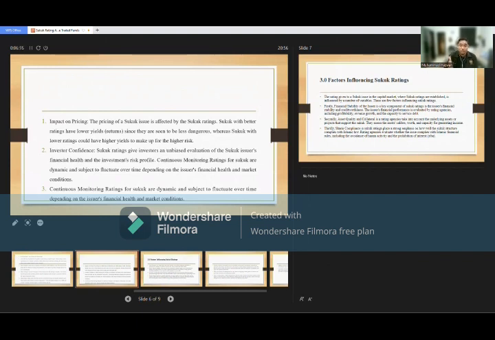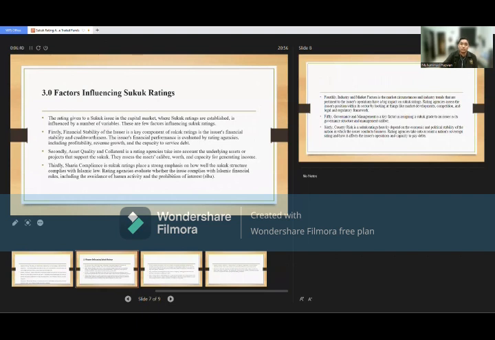And continuous monitoring: ratings for Sukuk are dynamic and subject to fluctuate over time depending on the issuer's financial health and market condition. So we go to the 3.0. What are the factors influencing Sukuk rating?